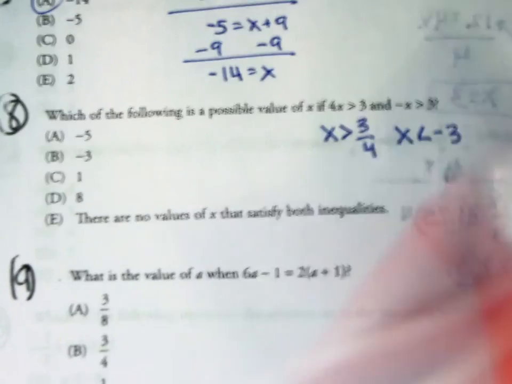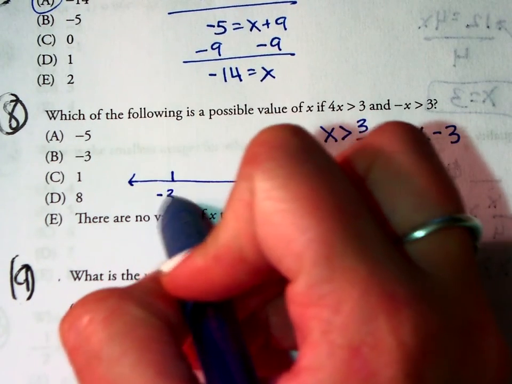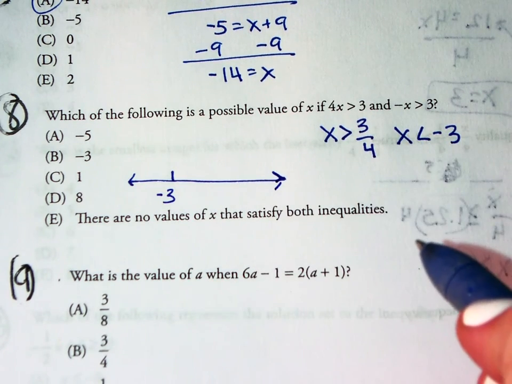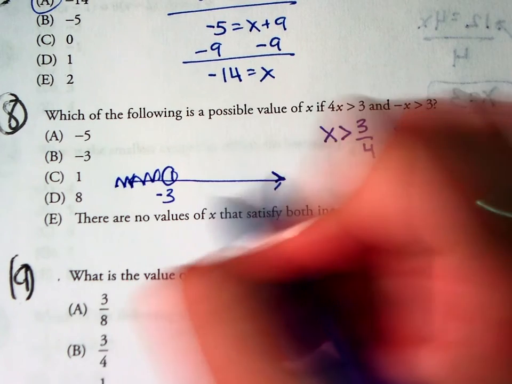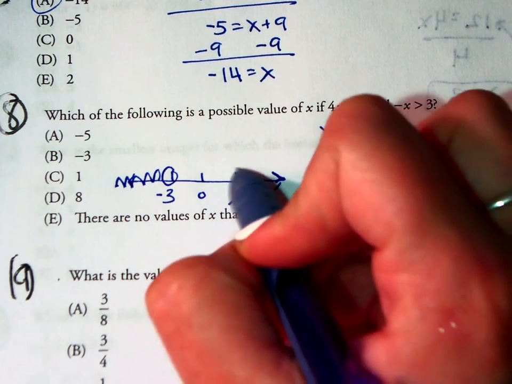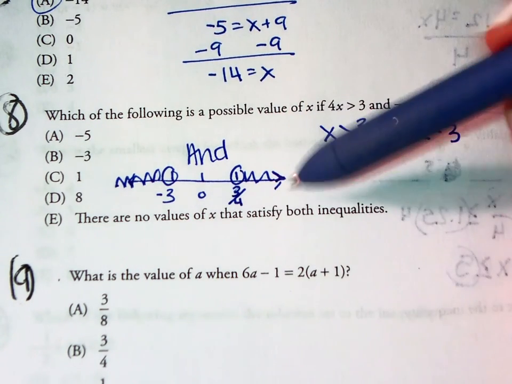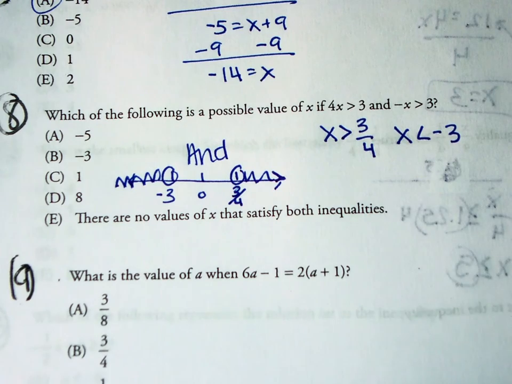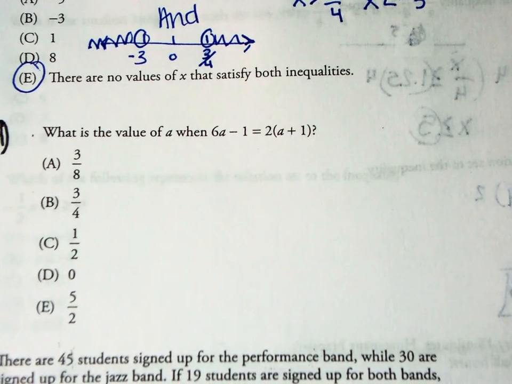No numbers, like if I were to graph this on a number line, okay, negative 3 is here. Open circle. I'm looking for numbers that are less than negative 3. Here's 3/4. And numbers that are bigger than 3/4. Like, that's not possible. There are no values that satisfy both of those at the same time. There's nothing.